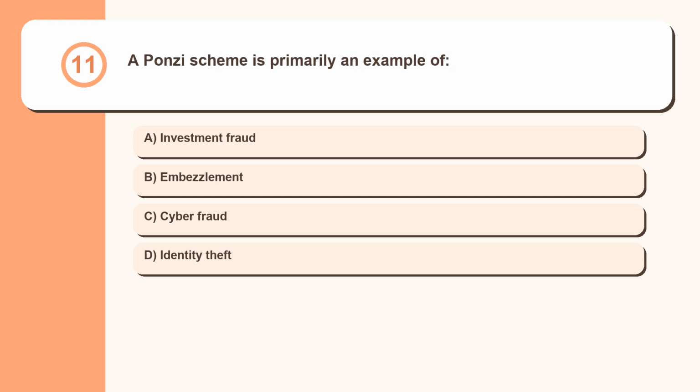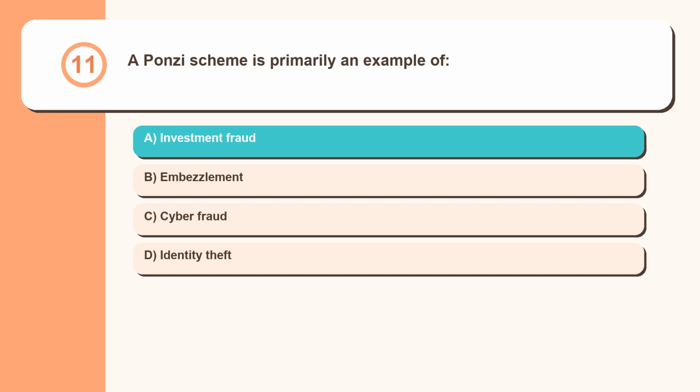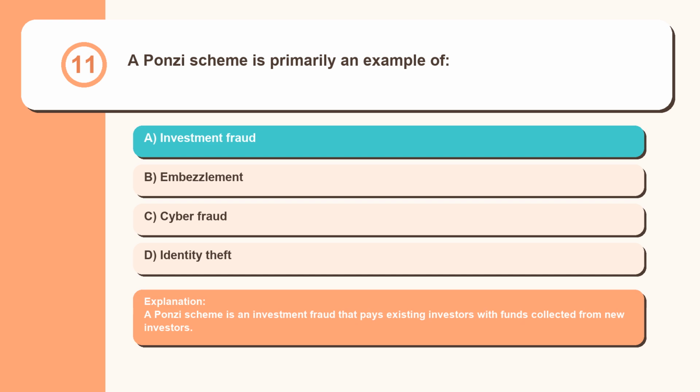Question 11. A Ponzi scheme is primarily an example of investment fraud, embezzlement, cyber fraud, identity theft. A Ponzi scheme is an investment fraud that pays existing investors with funds collected from new investors.